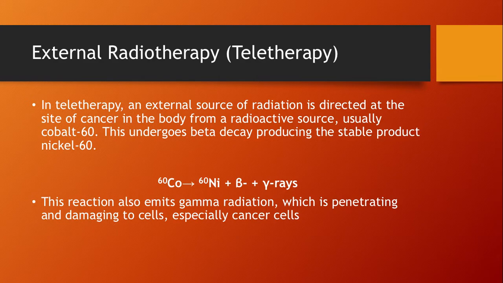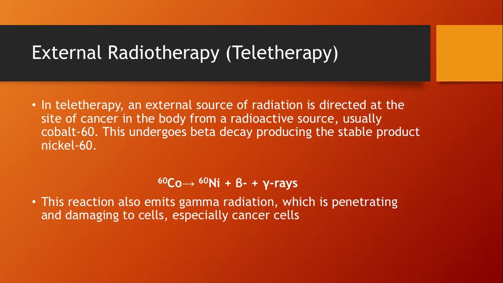So let's talk about an example of an external radiotherapy, otherwise known as teletherapy. In teletherapy, an external source of radiation is directed at the site of cancer in the body from a radioactive source, usually cobalt-60. This undergoes beta decay, producing the stable product nickel-60. Now you can see the chemical equation for the beta decay. This reaction also emits gamma radiation, which is penetrating and damaging to cells, especially cancer cells.